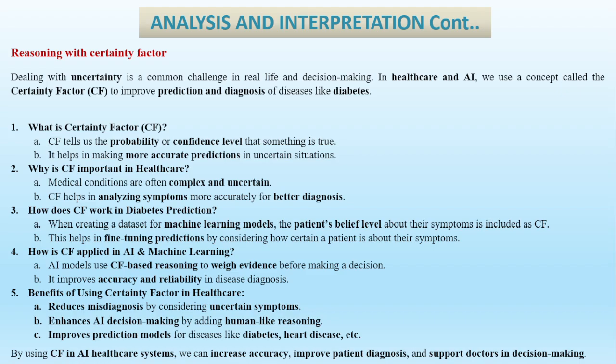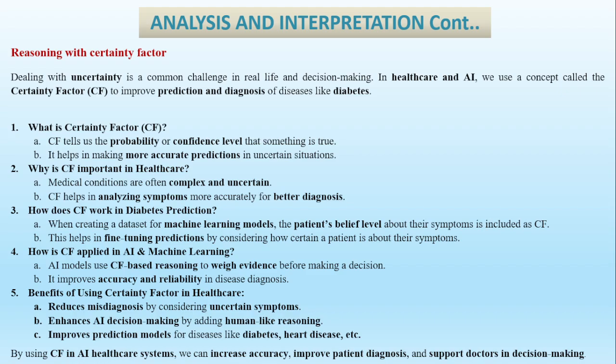When creating a data set for a machine learning model, the patient's belief level about their symptoms is included as a CF. This helps in fine tuning prediction by considering how certain a patient is about their symptoms. How is the certainty factor applied in AI and machine learning? AI models use certainty factor based reasoning to weight evidence before making a decision. It improves accuracy and reliability in disease diagnosis.